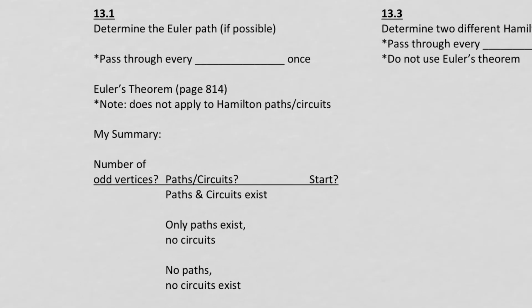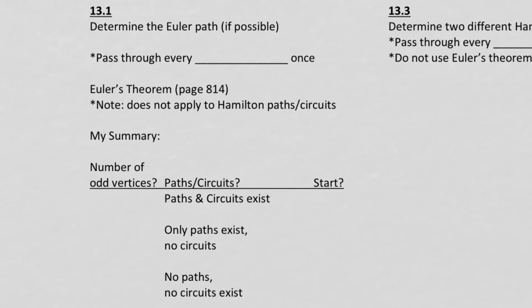All right, so now we're going to look at chapter 13, and we're going to start with 13.1. Determining the Euler path. So remember that an Euler path just means that you're going to pass through every edge once. Okay, so you have the theorem on page 814 that's very extensive and really does not apply to the Hamilton paths circuits in the next section.